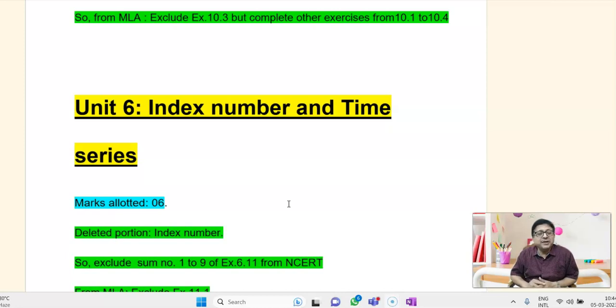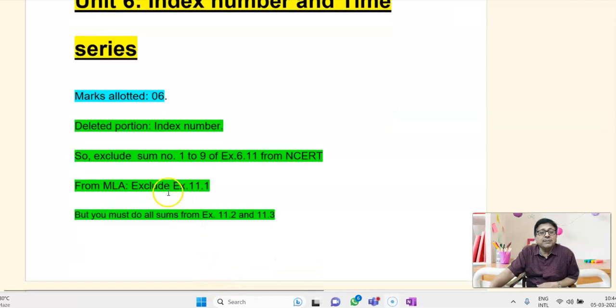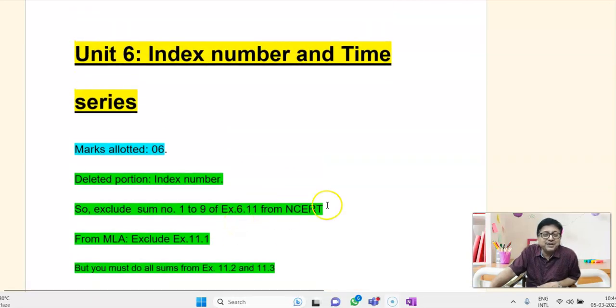So for index number you need not do anything; exclude the portion, exclude sums number 1 to 9 from 6.11 from NCERT, and do the other sums from there. From ML Agarwal, exclude exercise 11.1, but you must do all sums from 11.2 and 11.3. All sums means all kinds of sums you need to do from there. Okay, index number and time series.